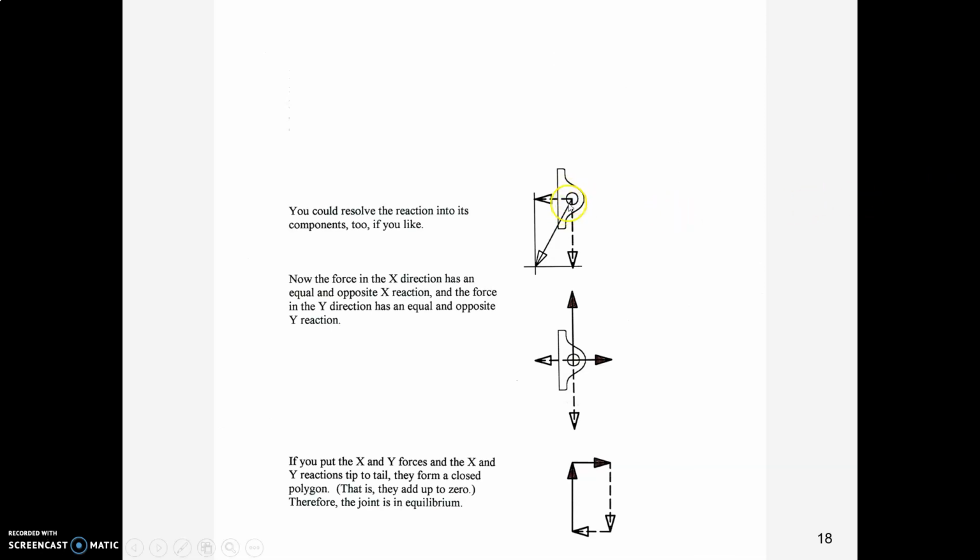If you wanted to, you could take that slopey equal and opposite reaction and you could find the x component and the y component of that reaction. So then you could draw a diagram of that system with an x component and a y component of the force and an x component and a y component of the reaction. And you could take those components, the x and the y, and string them together tip to tail. And what do you get now? You get a closed loop. So that bunch of forces and reactions are in equilibrium.